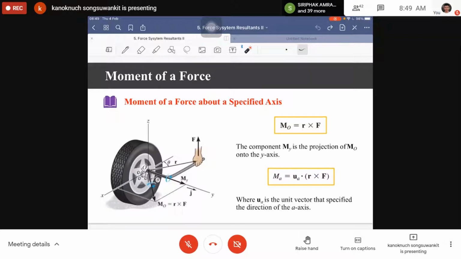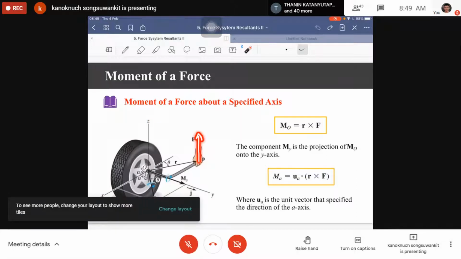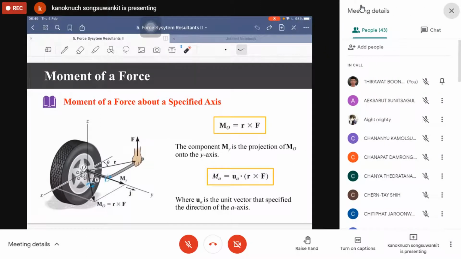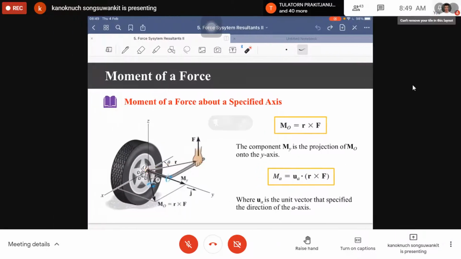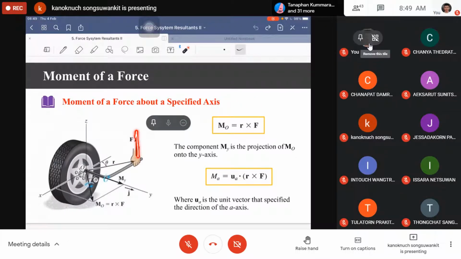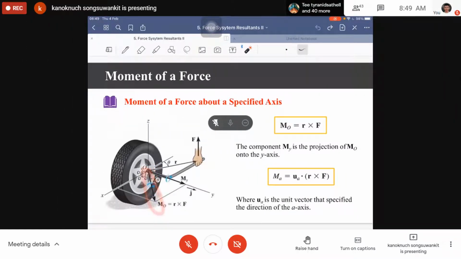Sometimes we need to determine the moment of the force about a specified axis. For example, from this figure, you can see that we exert the force on this wrench in this direction. We can find the moment by using point O as a rotation point and a position vector that is directed from point O to the line of action of F.